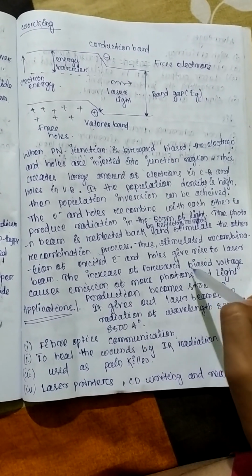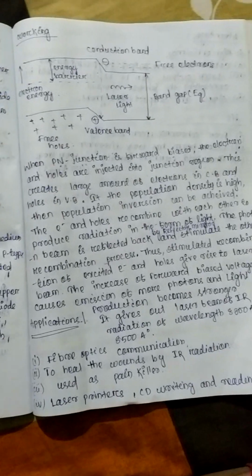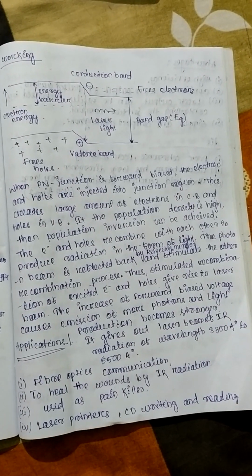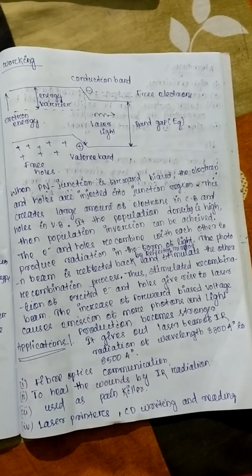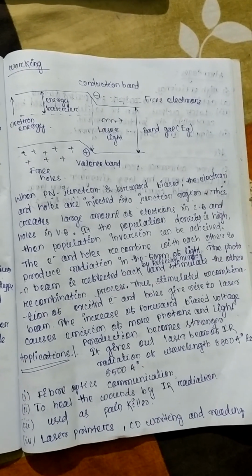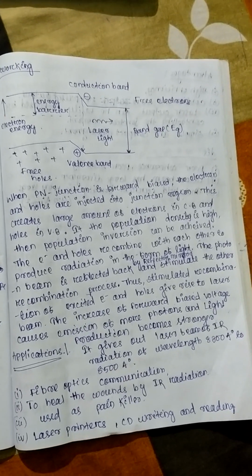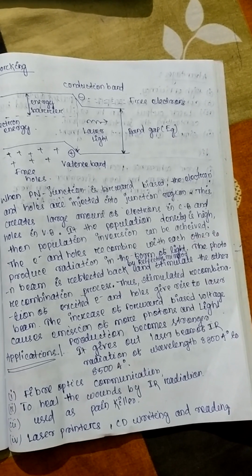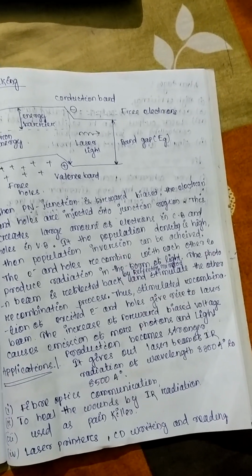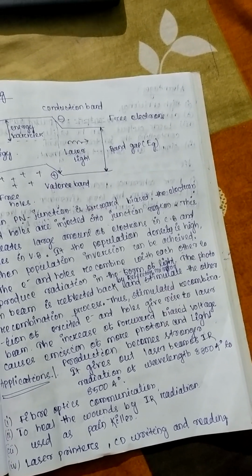The increase of forward biased voltage causes emission of more and more photons, so light production becomes stronger. It gives out a laser beam of infrared radiation with a wavelength in the range between 8300 Angstrom to 8500 Angstrom.